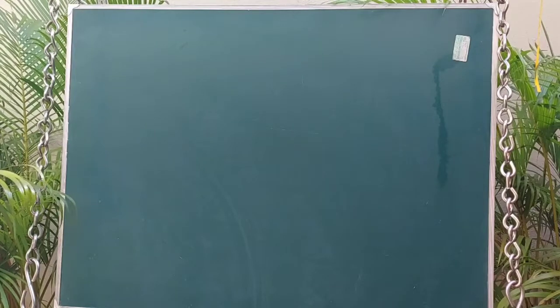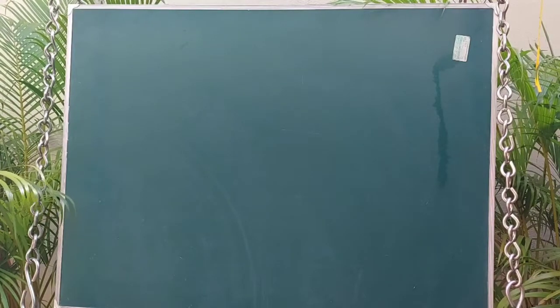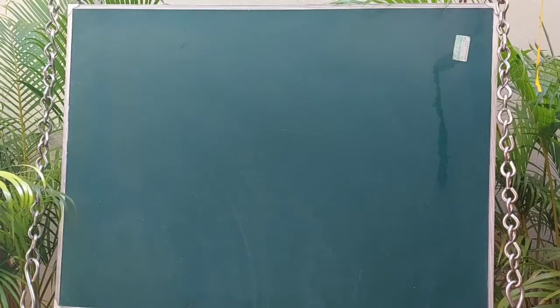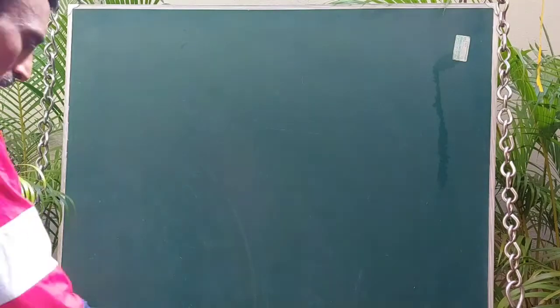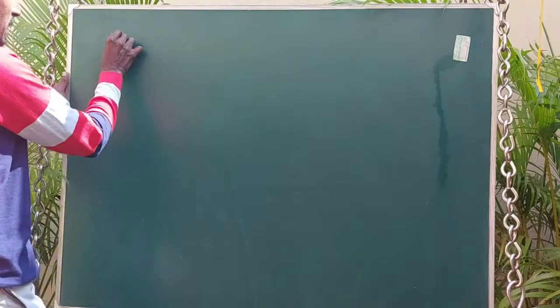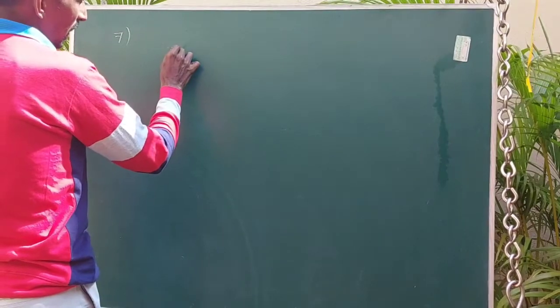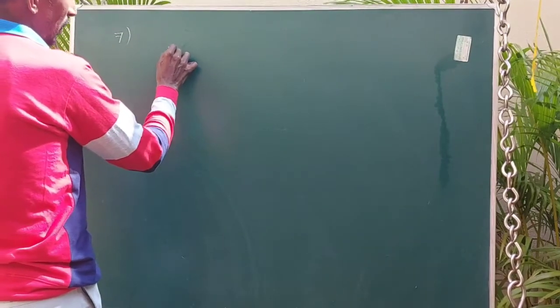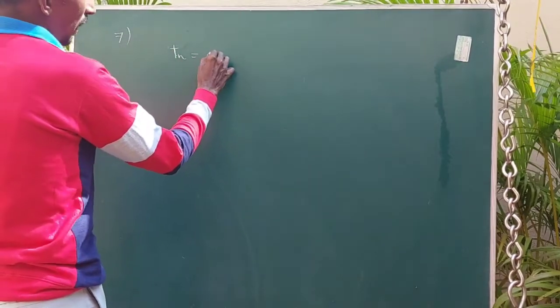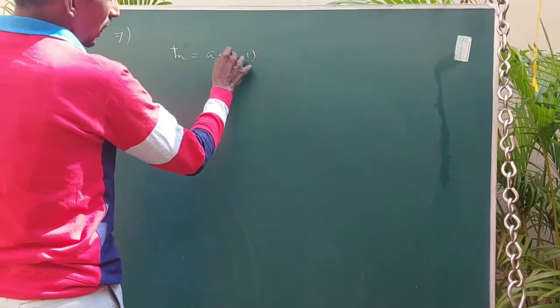Today we are going to solve the remaining problems in exercise 5.3. Question number 7 is: show that the sum of the (m+n)th and (m−n)th terms of an AP is equal to twice the mth term. My dear students, just listen: the general term of an AP is given by Tn = a + (n − 1)d.